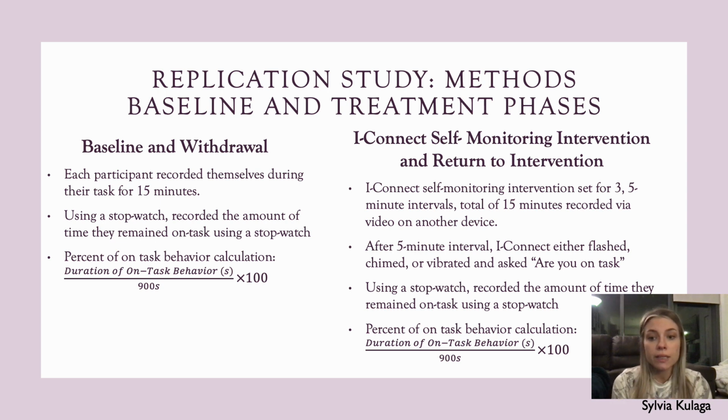After 15 minutes, the participants were to watch their recording and collect the amount of time that they were on task using a stopwatch. Then, of course, the percent of on-task behavior per session was calculated using the duration of on-task behavior in seconds divided by 900 seconds and multiplied by 100. That calculation was used for each of the phases to find that percentage, which was then later graphed.